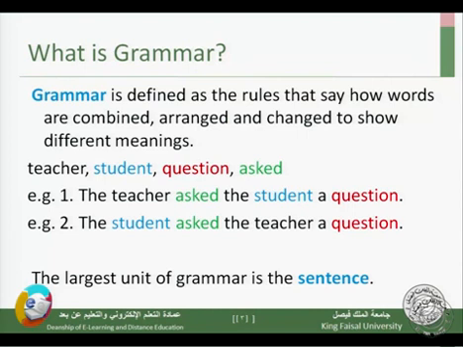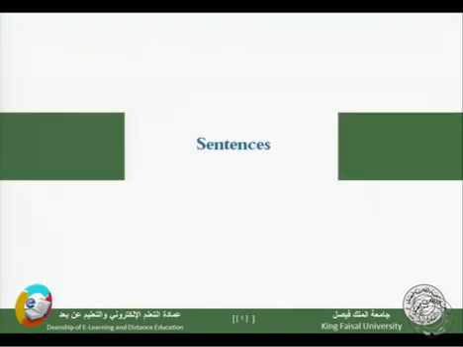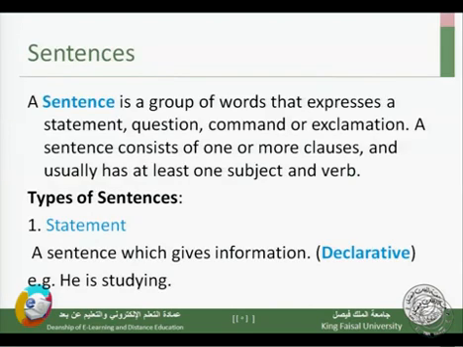Without grammar, we will only have words. We will only have teacher, student, question, asked. We don't know how to convey meaning unless we combine these words into meaningful sentences through the use of the rules of grammar. The largest unit of grammar is the sentence. So we will now move on and take a look at sentences.